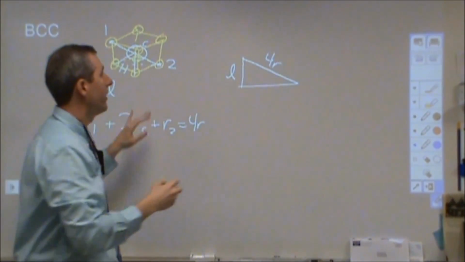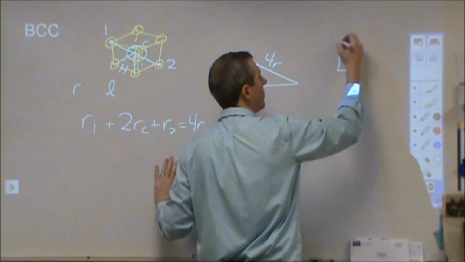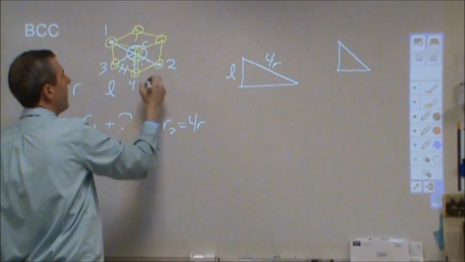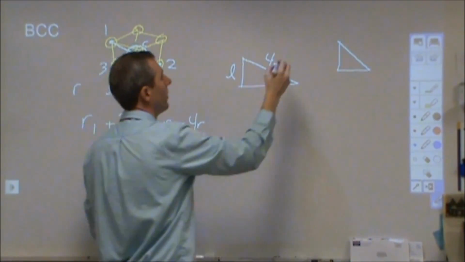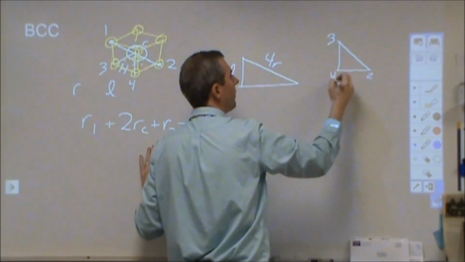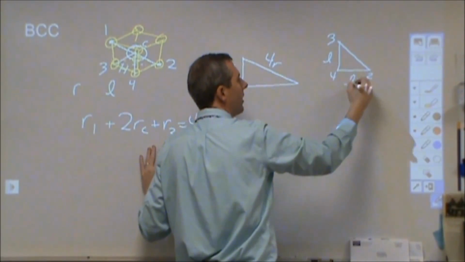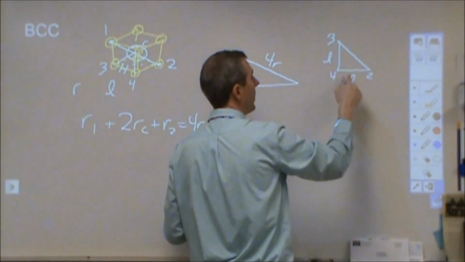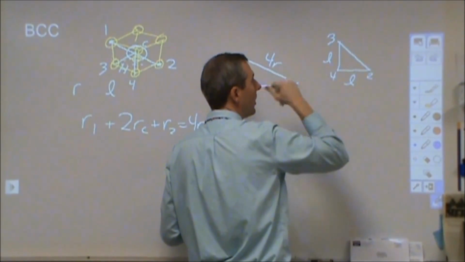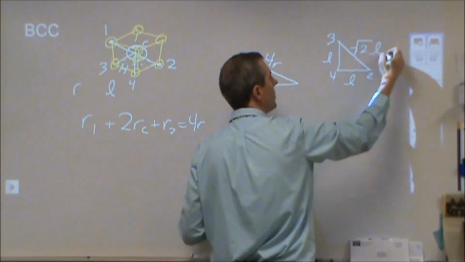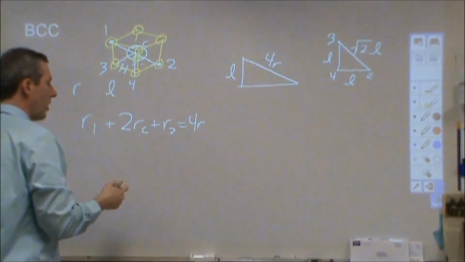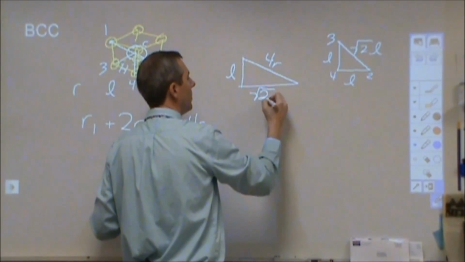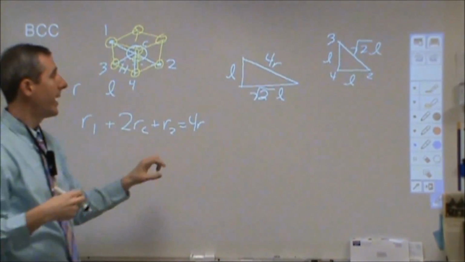Now the bottom diagonal can be thought of as its own right triangle where let's call this atom 3, this atom 4, and this is atom 2. So we're looking from 3 to 2, but from 3 to 4 is L, from 4 to 2 is L. So therefore we have a 45, 45, 90 right triangle. So L squared plus L squared equals the hypotenuse squared. Therefore the hypotenuse is square root of 2 times L. So we can go back now and we can set up this triangle, square root of 2 times L, and we can relate what L is with what R is.